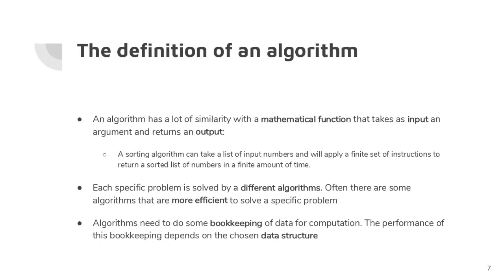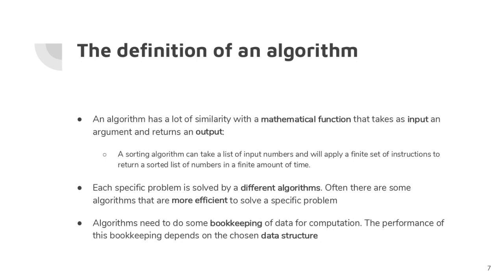So an algorithm has a lot of similarity with a mathematical function in the sense that it has an input argument and has an output. For example, a sorting algorithm takes as input a list or an array of numbers, and it can also be strings or something else. And then we apply our set of instructions. And finally, as an output, we return a sorted list of numbers. And we do that in a finite amount of time.